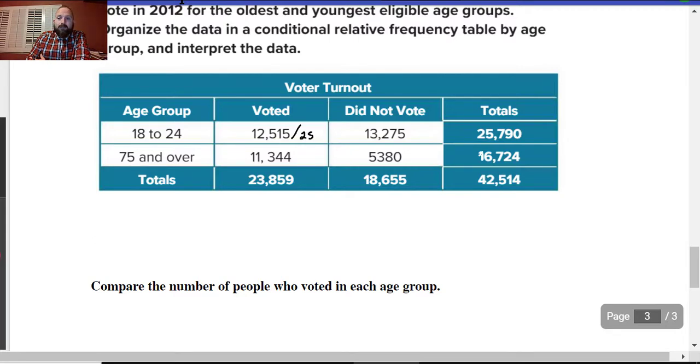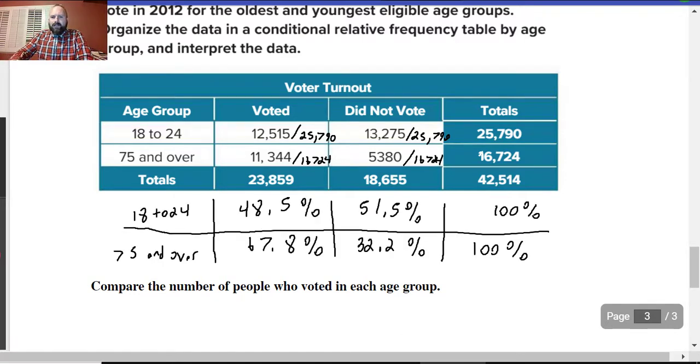So I'm going to divide this one by 25,790. I'm going to divide this one by 25,790. I'm going to divide the bottom one by, now there was a little error, it should have been more clear, 16,724. So I'm going to divide this by 16,724. So I'm going to do the math on my calculator, and then I'm going to write it in 3, 2, 1. All right, so here's our data.